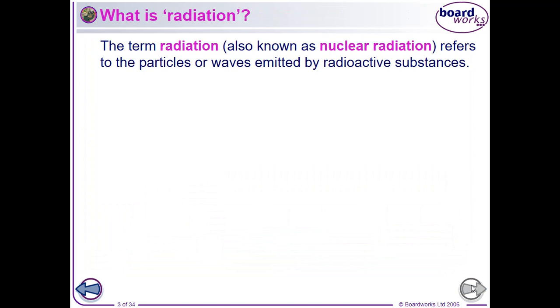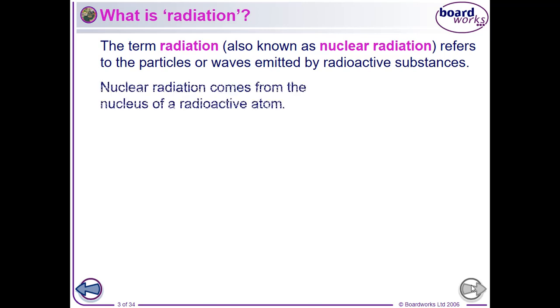Now, radiation or nuclear radiation is particles or waves: alpha, beta particles, gamma ray, which is electromagnetic radiation. It's a wave that's given out by radioactive substances, and these radioactive substances that are decaying, well, this decay is going on in the nucleus, so sometimes we call it the nuclear radiation.